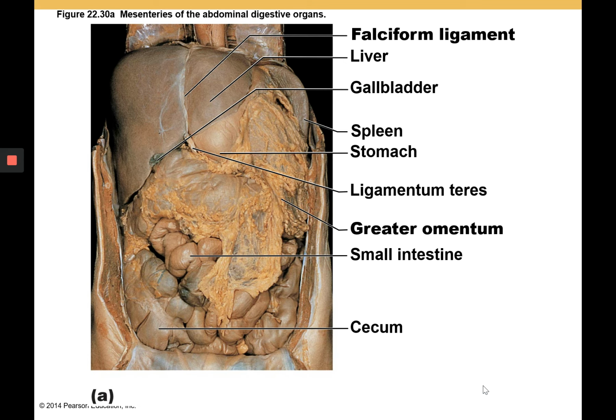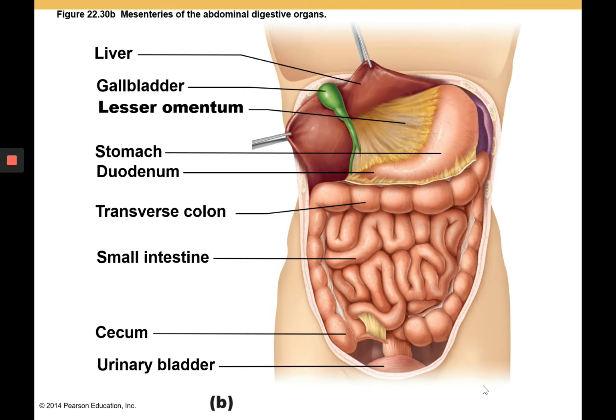In this image, we can see the greater omentum, which looks like a kind of flimsy fat blanket that is over parts of the abdominal pelvic wall and viscera. In this image, the liver and the gallbladder are moved out of the way, and we can see the lesser omentum connecting the liver to the stomach.